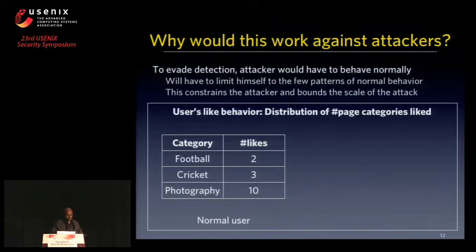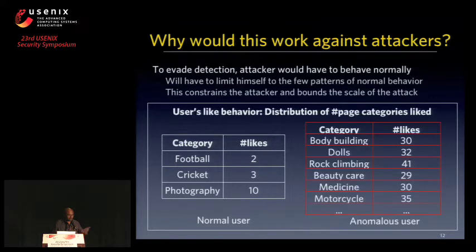You might like some topics or some categories more than others. Now, if you're an anomalous user or a like spammer, you might have to deliver thousands of likes to your clients, and you might end up liking an arbitrary number of topics here. It should be noted that this is not only about the volume of categories liked, but also about the combinations or patterns in them. For example, it's quite unusual for somebody to like, say, bodybuilding as well as dolls, two page categories on Facebook.